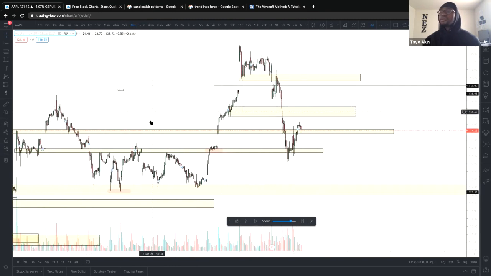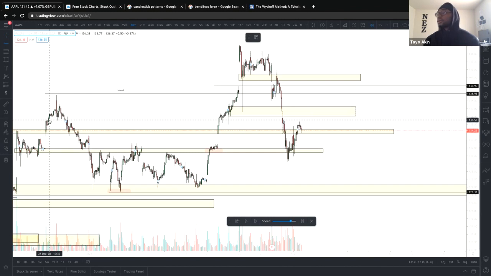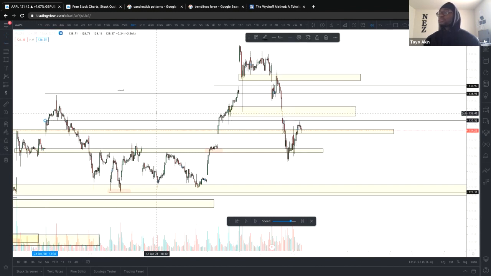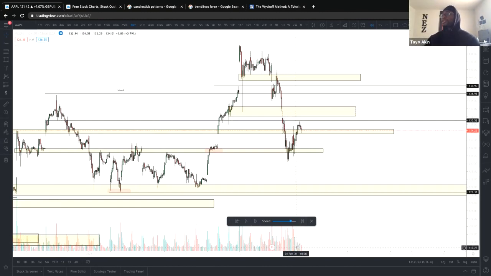This is a rejection zone. This is also a rejection zone. Like I said, the better your eyes are, the more you notice. I can also see how buying volume depreciated, so it might just start selling. It might not even come up there. It might just start selling from here.